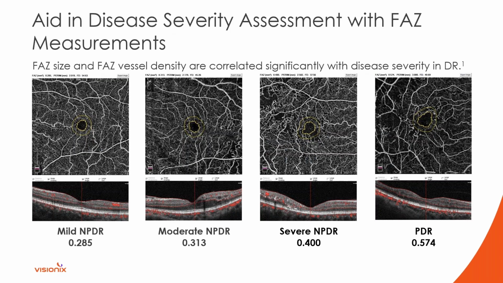Here's another example. Again, don't stress on the numbers. I don't really want to emphasize the numbers, but what I want you to appreciate once again is how the measurements differ, how the capillaries differ between scans, and how this machine automatically provides that information for you, depending on the level of retinopathy.